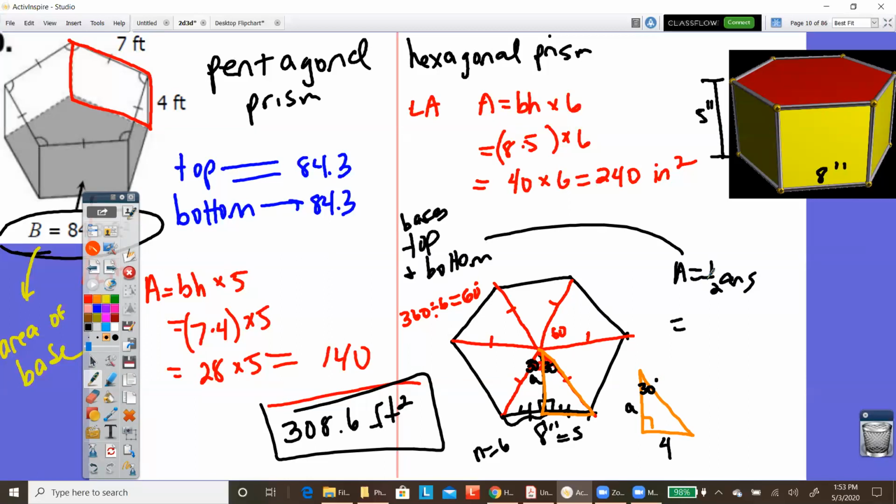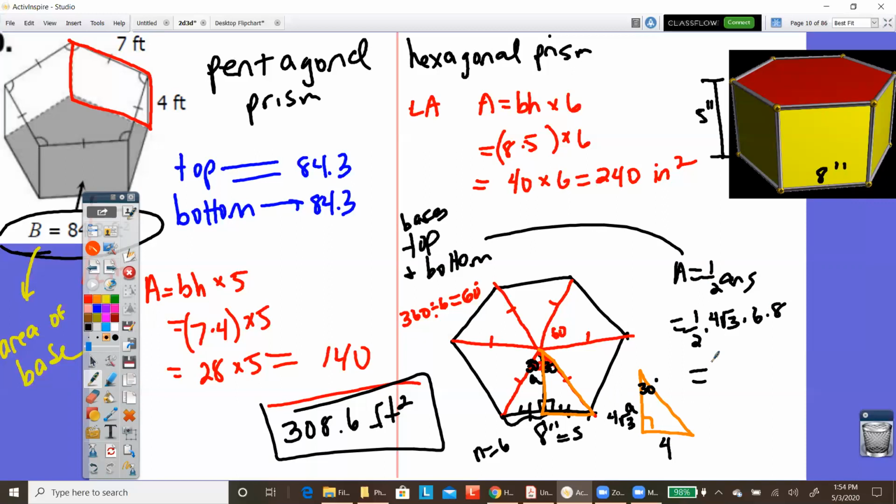I'd rather do that. Since I have the shortest side opposite the 30-degree angle, the longer leg would be that number multiplied by the square root of 3. So my apothem is 4 times the square root of 3. So it's 1/2 times 4 square root of 3 times 6 times 8. And that would be the area of just one of those hexagons.